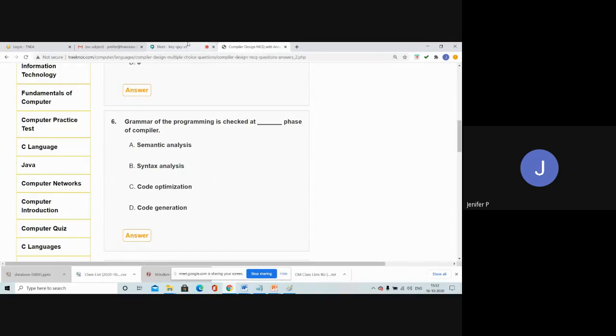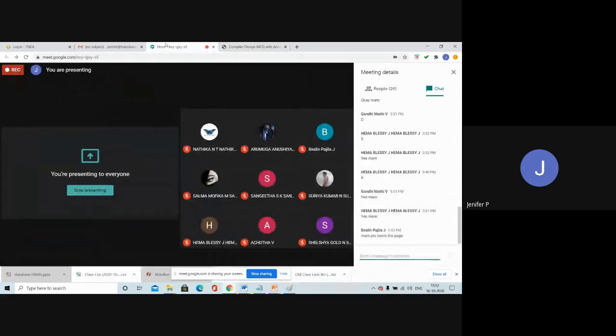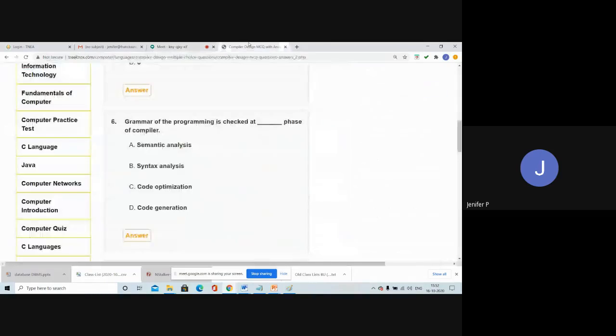Can anyone tell me in which phase we are checking the grammar? Your answers? I will show you once again. The grammar of the program is checked at dash phase of the compiler. Surely code generation will not be there, code optimization will not be there, checking will all finish within the analysis phase. Okay, so the remaining are semantic analysis and syntax analysis.